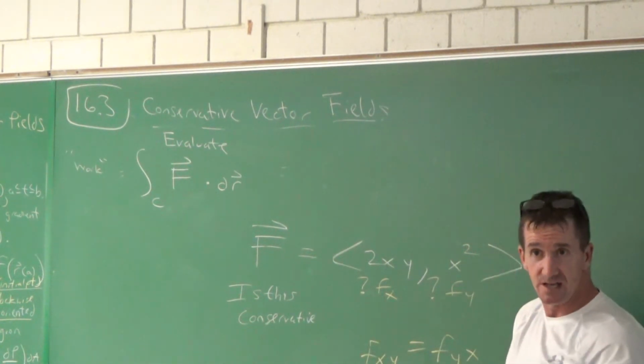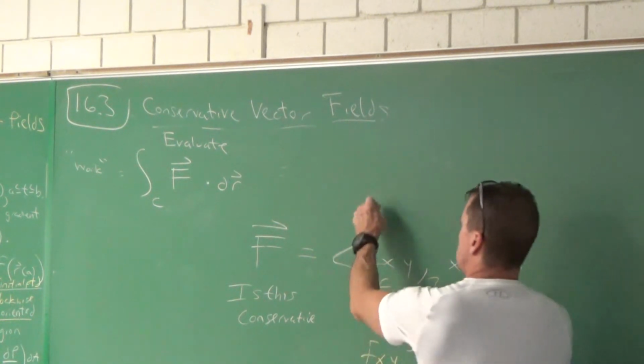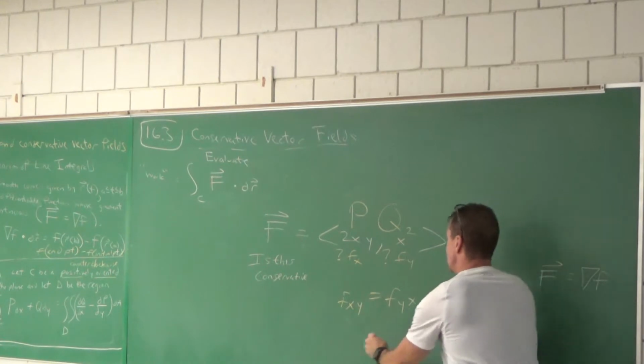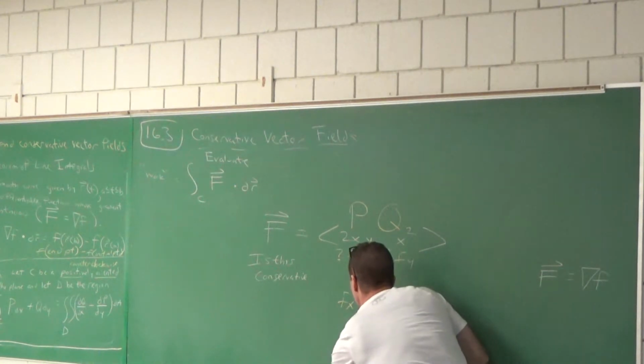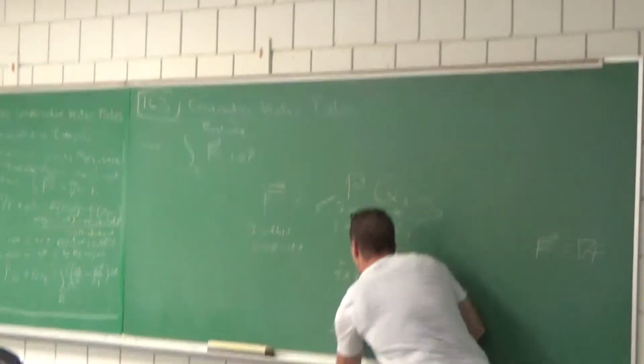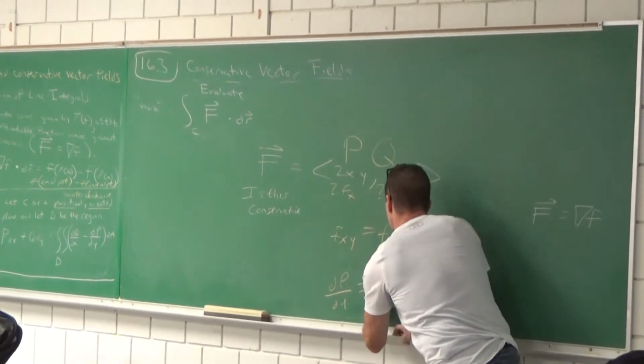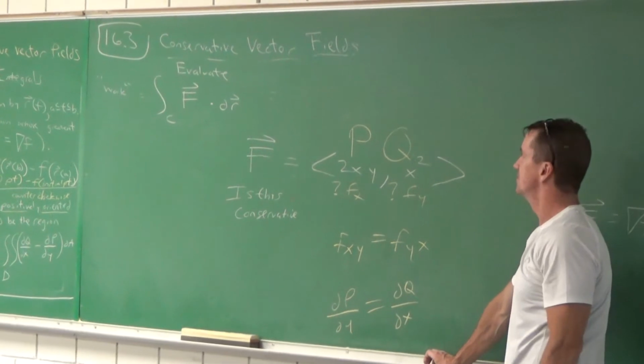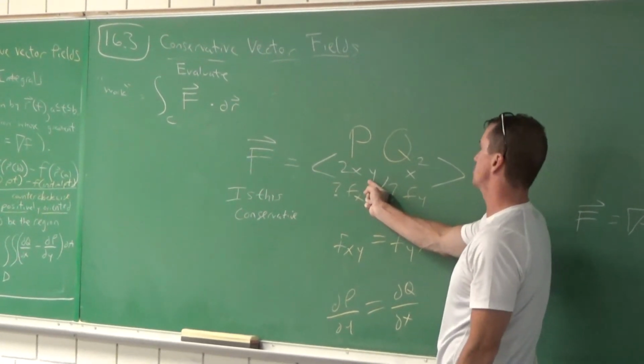But the author writes this, you may prefer it. The author goes, just call this P, and call that Q. And he goes, check to see that dP/dy equals dQ/dx. Yeah, it means the same thing. So either way I look at it. Now, is it true? What's the partial derivative with respect to x of that?